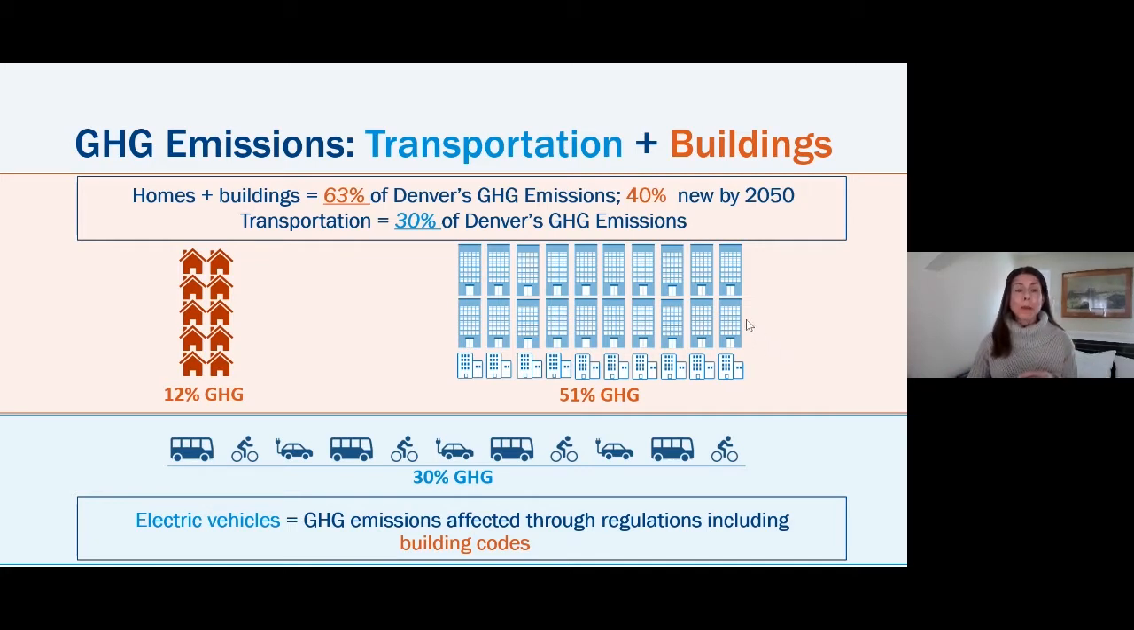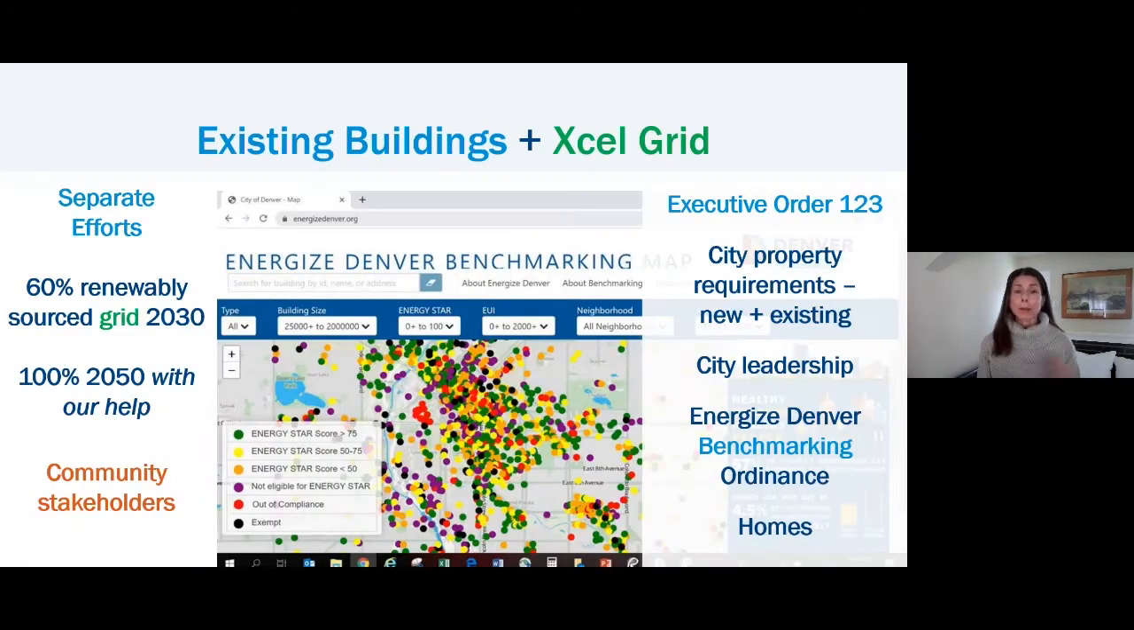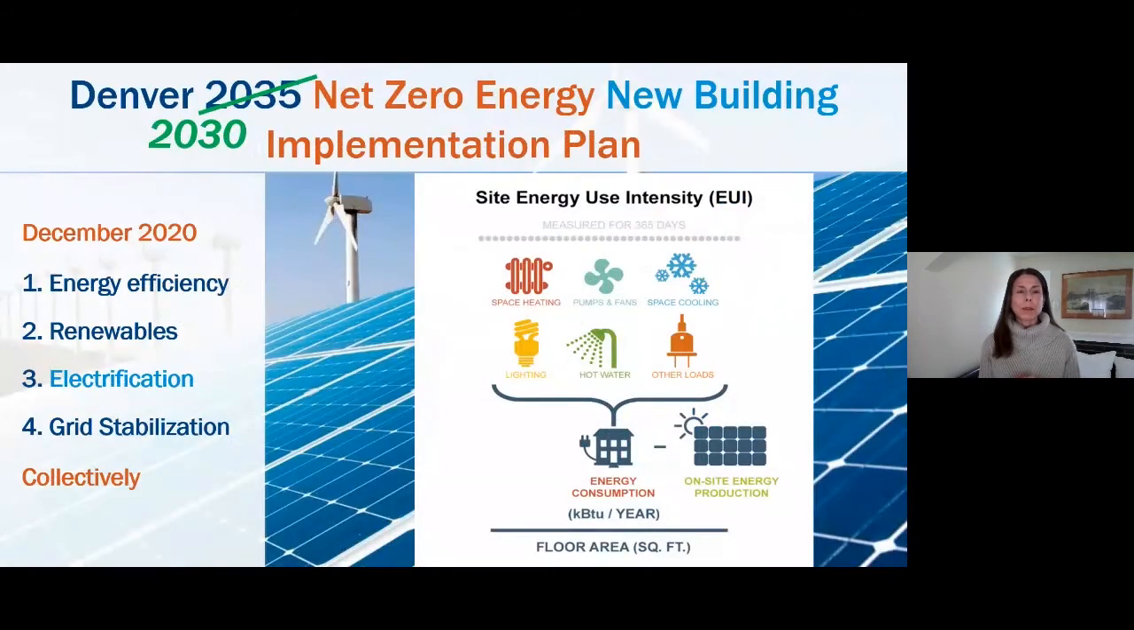New buildings will make up 40% of the building stock in 2050. Like, those buildings will be built between now and then. So we know new buildings really matter. Existing buildings matter, cleaning up the grid matters. That work is ongoing in the background as well. That plan included a goal to get all new buildings to zero net energy by 2035.